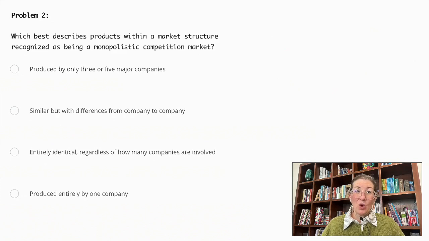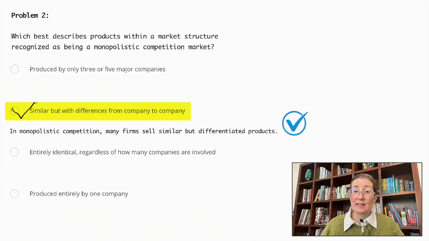Problem number 2. Which best describes products within a market structure recognized as being a monopolistic competition market: produced by only 3 or 5 major companies, similar but with differences from company to company, entirely identical regardless of how many companies are involved, or produced entirely by one company. So the best description is similar but with differences from company to company. So this is the correct answer.